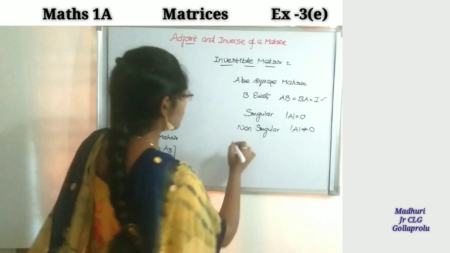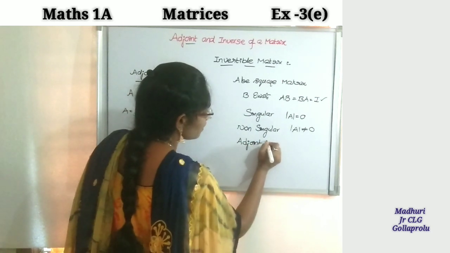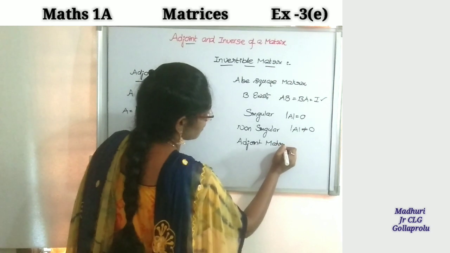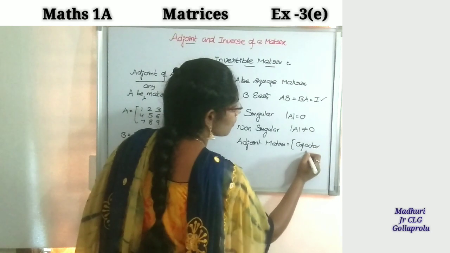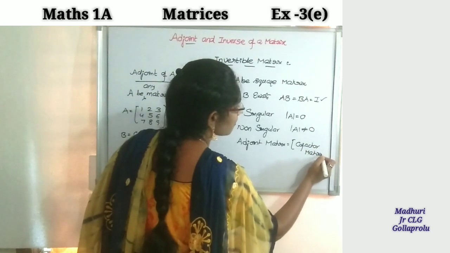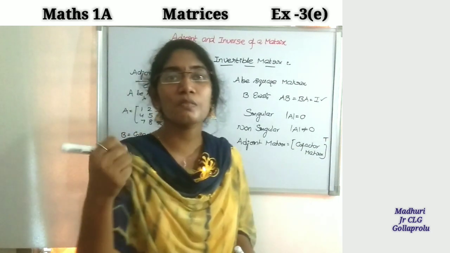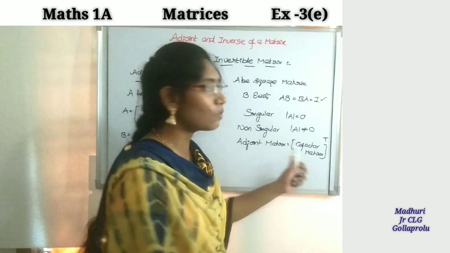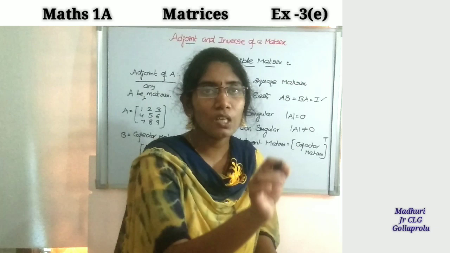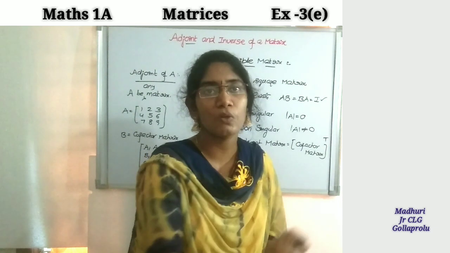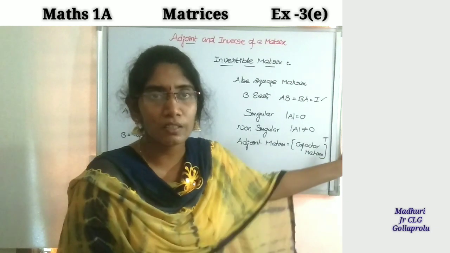And what is the adjoint of a matrix? Adjoint matrix is nothing but the transpose of the cofactor matrix. This is nothing but the cofactor matrix transpose. Okay, what is the cofactor matrix? The matrix obtained by replacing all elements of the given matrix with their corresponding cofactor elements. That is called the cofactor matrix. So the adjoint matrix is nothing but the cofactor transpose.